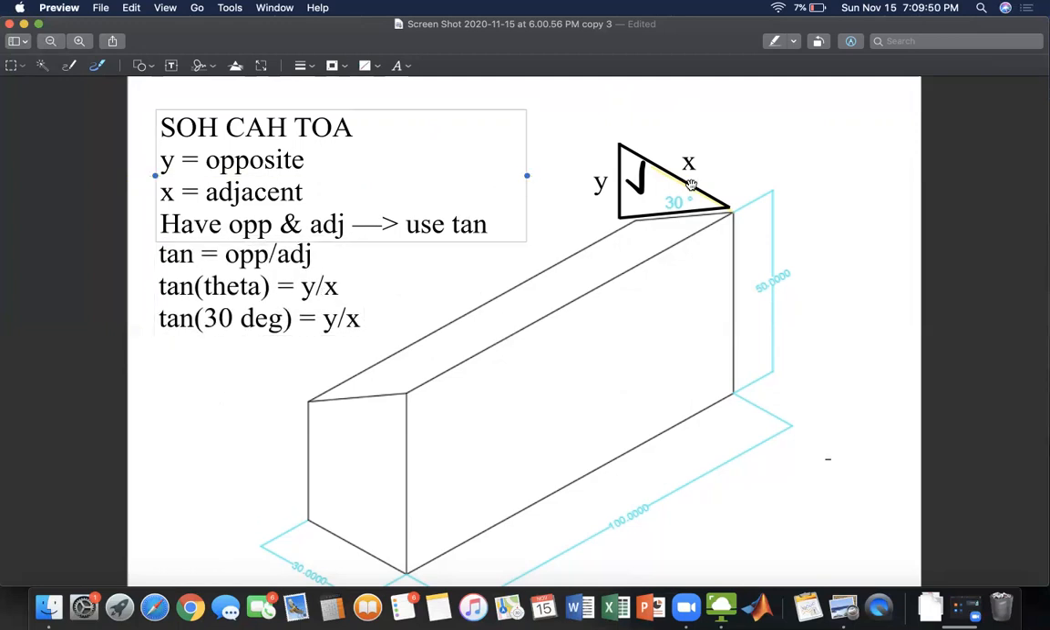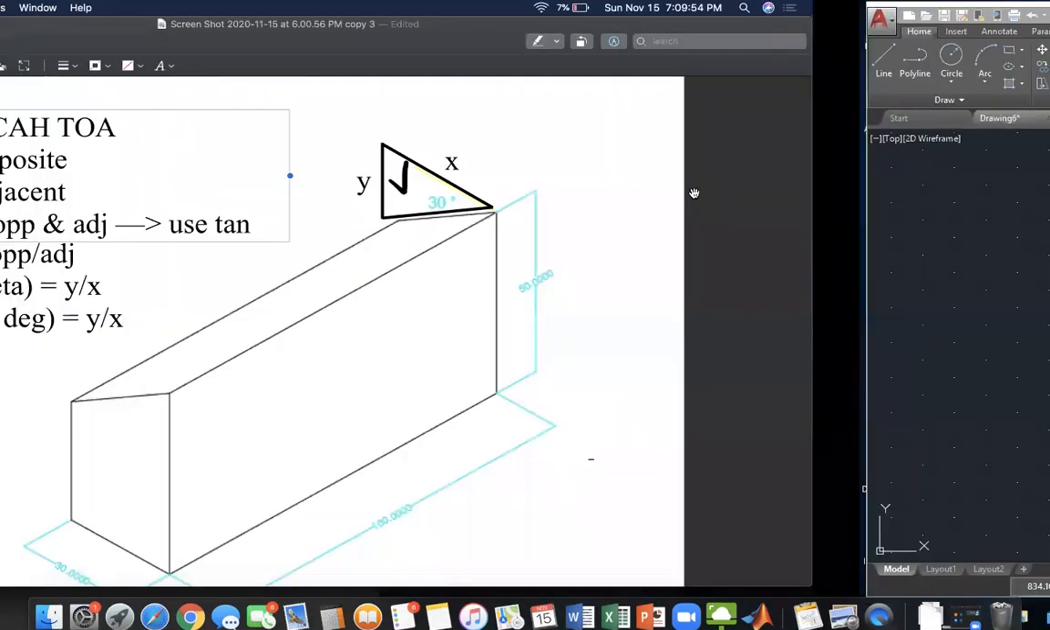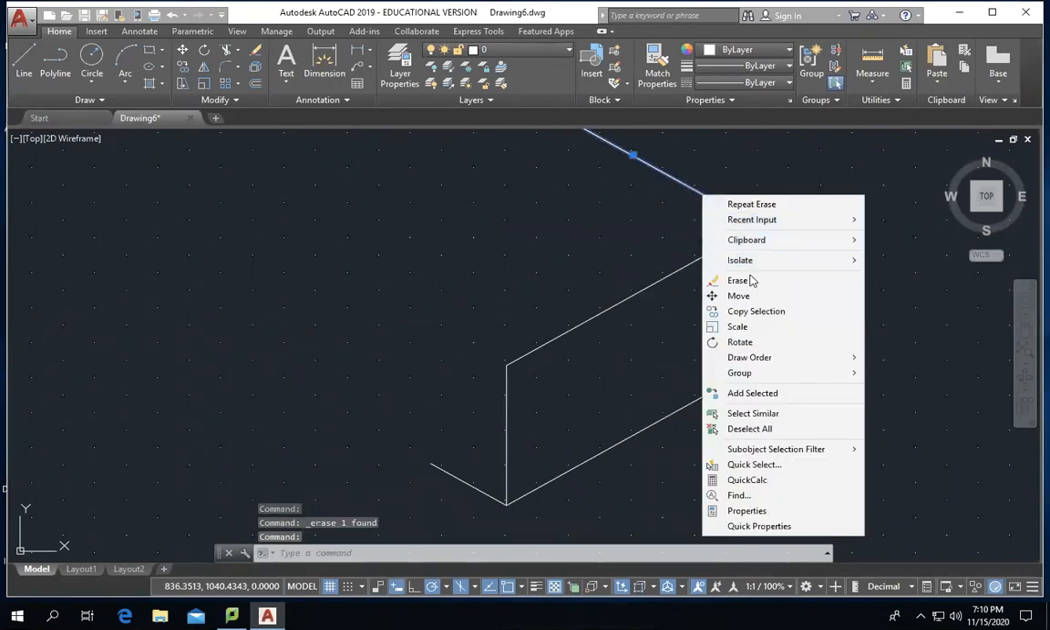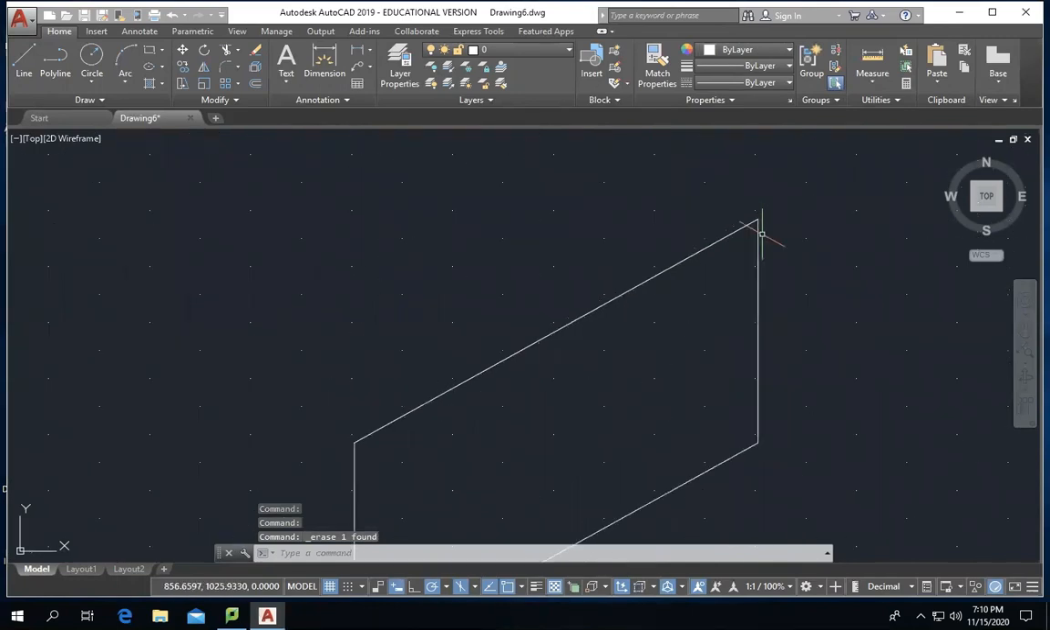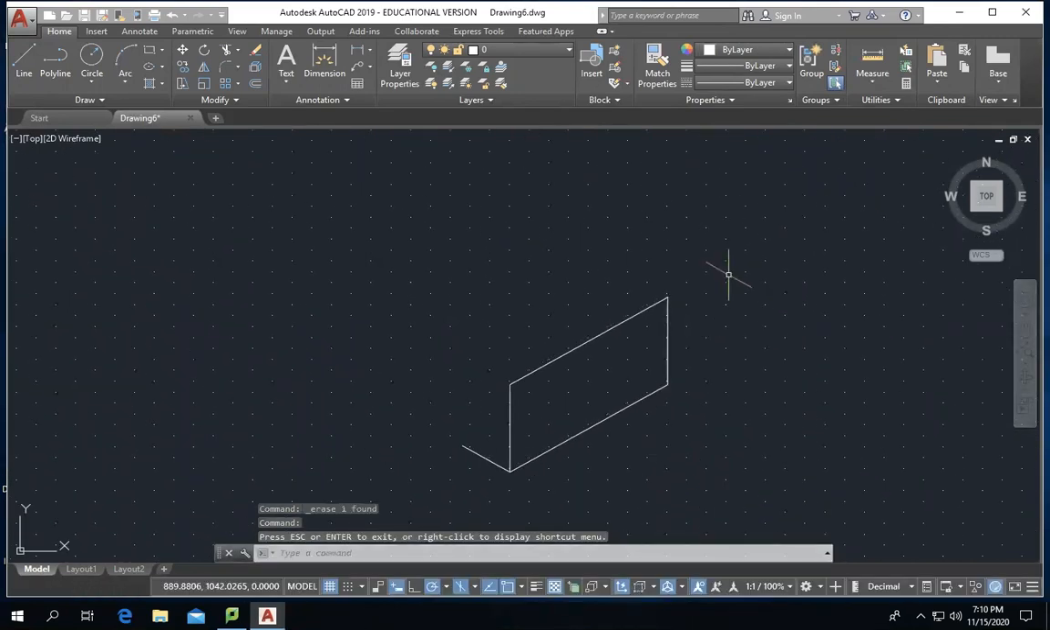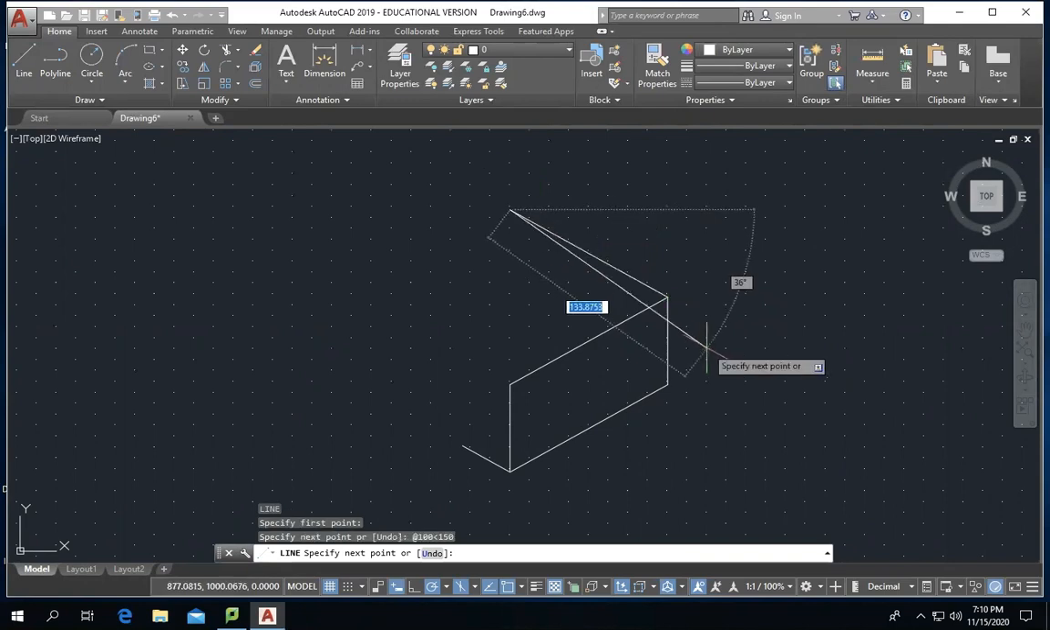So pretty much what we're going to have to do is pick x to be an arbitrary value, right? You could make x anything, but it's better to overestimate than underestimate. So I'm just going to make it 100 units. I'm going to want it to be perpendicular to this line right here, so I'm going to make it at 150 degrees.